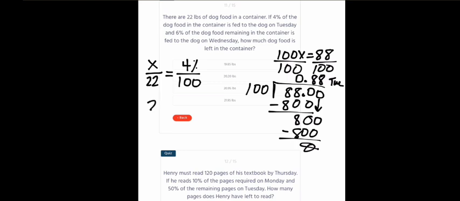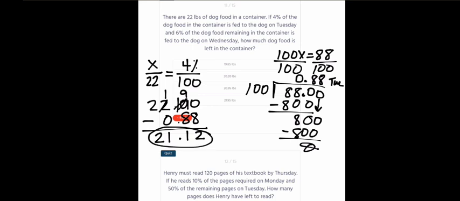Okay? Now I'm going to subtract that from 22. But because it's a decimal, I'm going to add some zeros. So 10 minus 8 is 2. 9 minus 8 is 1. 1 minus 0 is 1. And I just bring down a 2. If that was confusing for you, you might want to go watch the video on decimals and subtraction, okay? It's going to help you out a lot. So that means that after Tuesday, what I have left is 21.12 pounds.